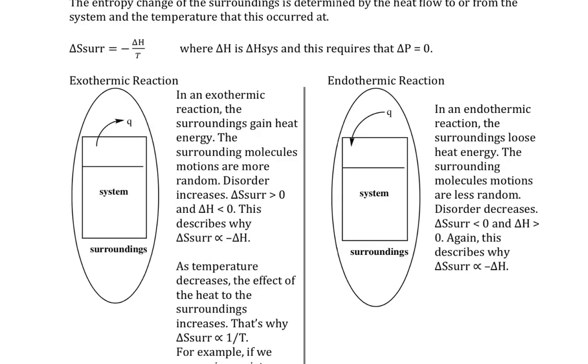So in an endothermic reaction, heat is coming from the surroundings. The surrounding molecules' motions are less random. The disorder decreases. Delta S of the surroundings would be less than 0 because it has become more ordered. And for an endothermic reaction, delta H is greater than 0. So again, because of that, we have that negative sign in there. Delta S of the surroundings is negative delta H over T.